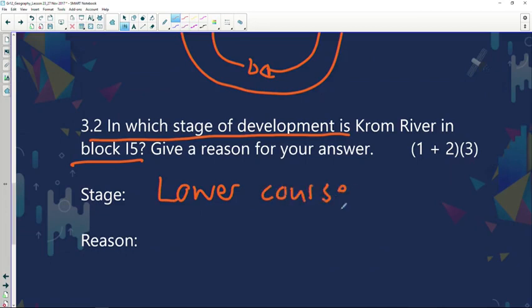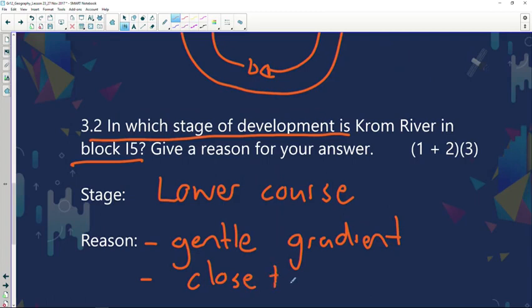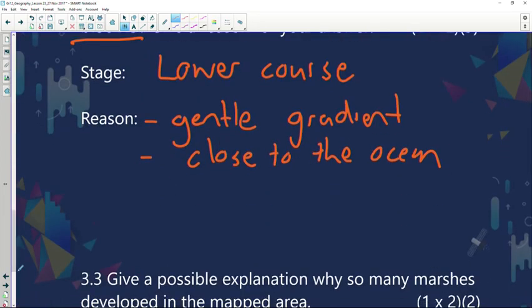And I just provided you with the reasons. If you look at it, it has a gentle gradient, and it's close to the ocean, because the ocean is the base level of erosion. You can't erode any further than that. It's close to the ocean, and there's a very wide floodplain.